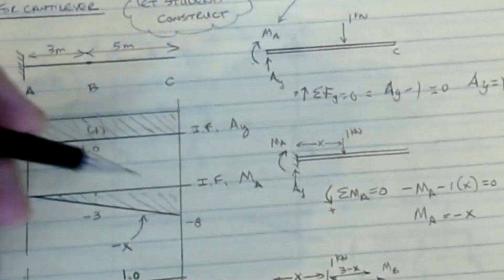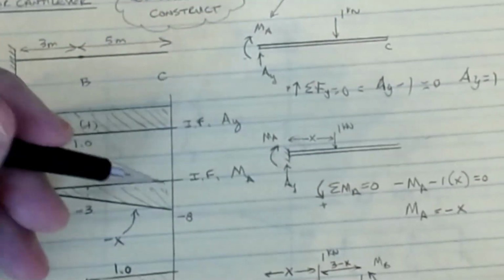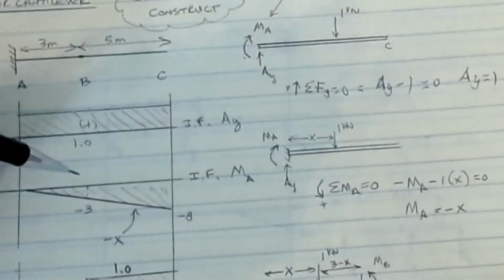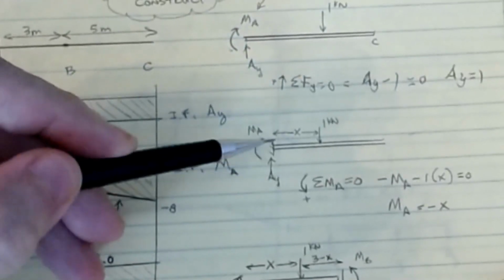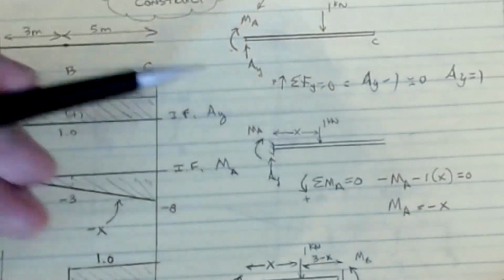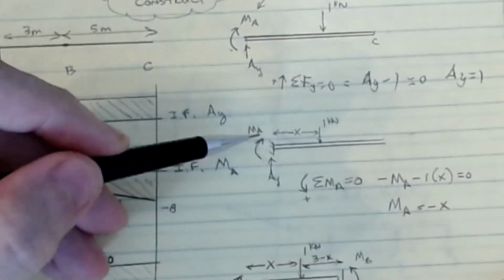We can also do the moment, and this is where it gets a little different, and I'll explain why in a second. We draw our picture again, and again we put our 1 kilonewton load at a distance of X, and I can solve for the moment at A in this.